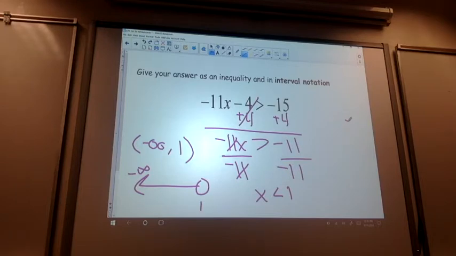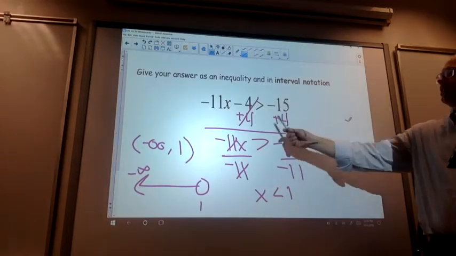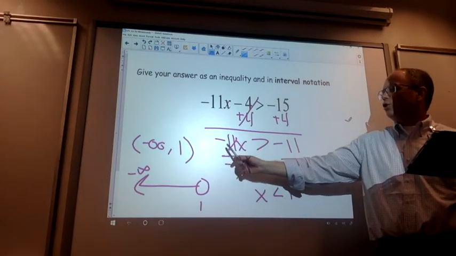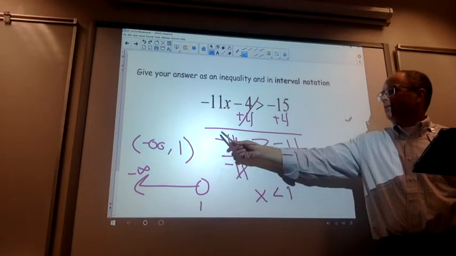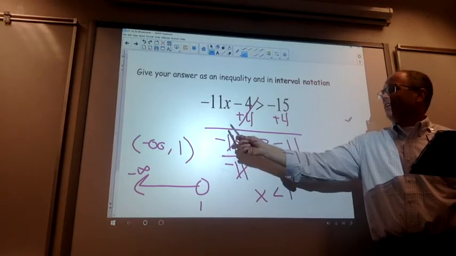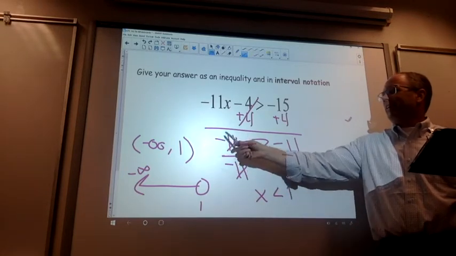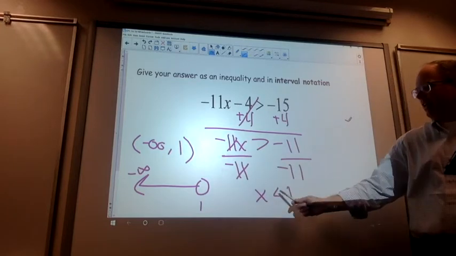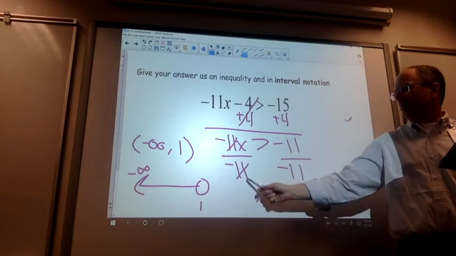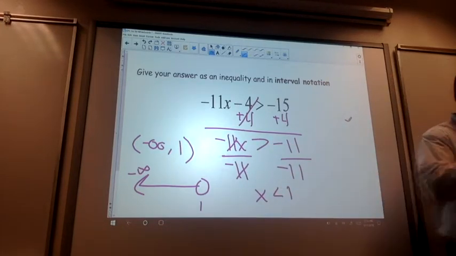Questions? So on this one, I added 4 to both sides first. The big thing here is I'm dividing by a negative, so this sign is flipping over. I divided by a negative, so the sign flipped over.